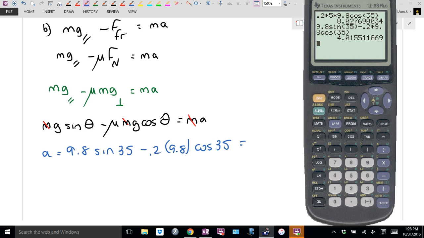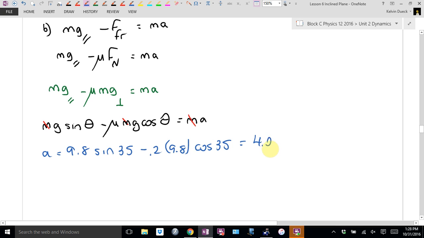4.02. Other possibilities: you could get a negative answer. The negative answer would just be telling you, you know what? Friction's so big, you're not going anywhere. You haven't defeated friction yet. In this case, although gravity's pulling it down, the car tires were enough to hold the car on the hill, thank God. So that's the other possibility. If you get a negative acceleration, check your math, check your numbers, but don't freak out. It might just mean you didn't go anywhere. 4.02 meters per second squared.